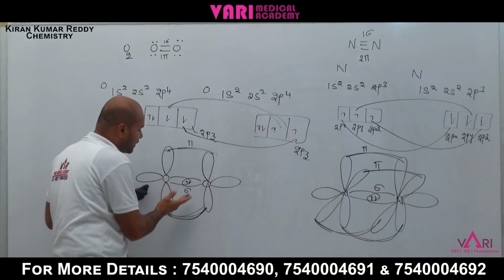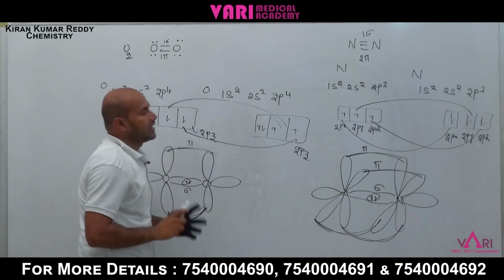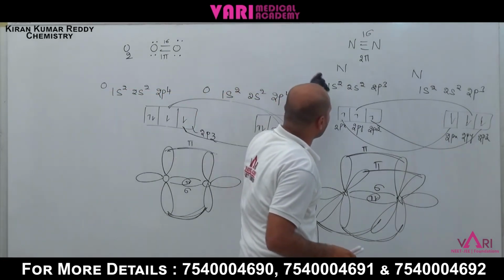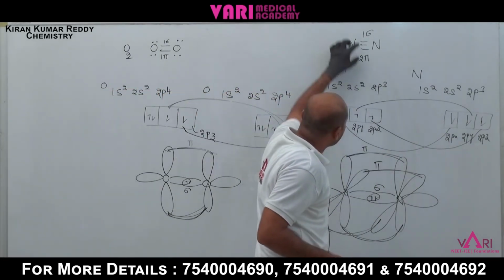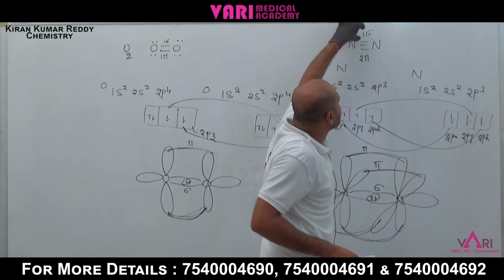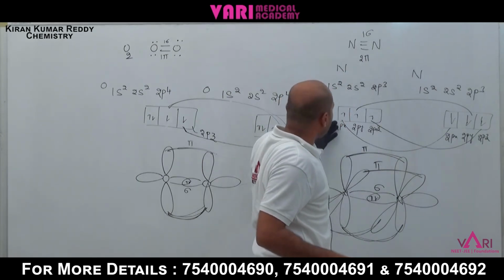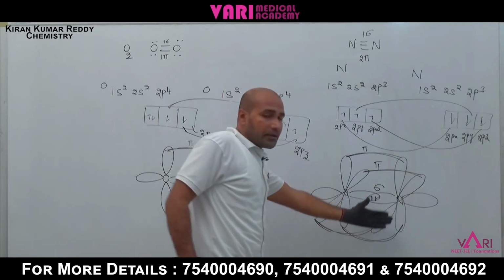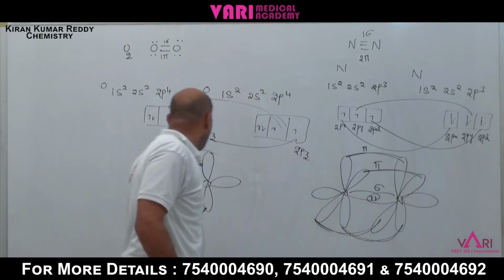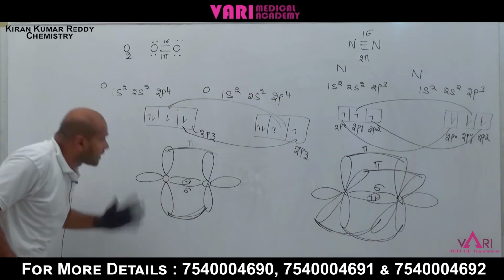They are overlapping to form one sigma, one pi. If you take nitrogen also, how many pi bonds are present? Two pi bonds, one sigma bond. That's why we represented the orbital representation of nitrogen, orbital representation of oxygen.